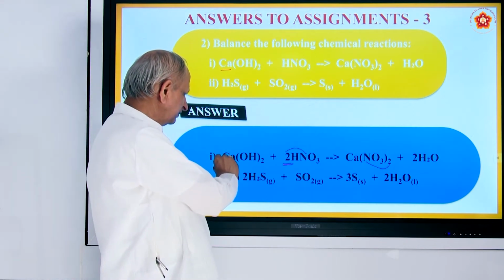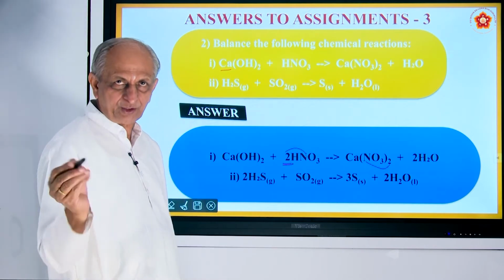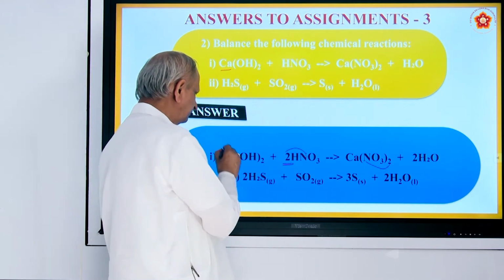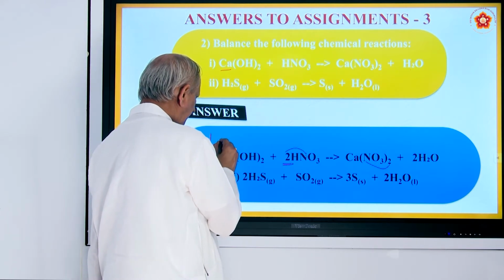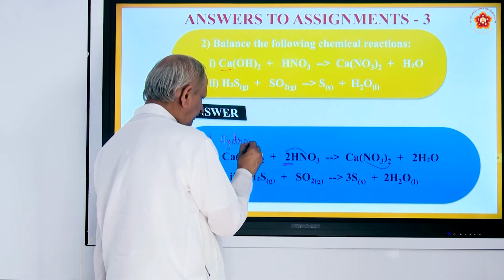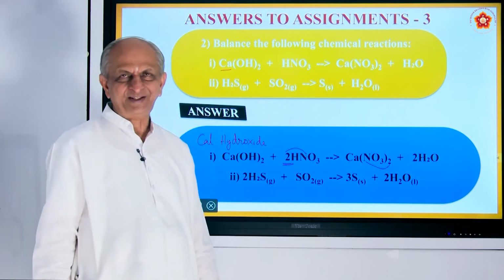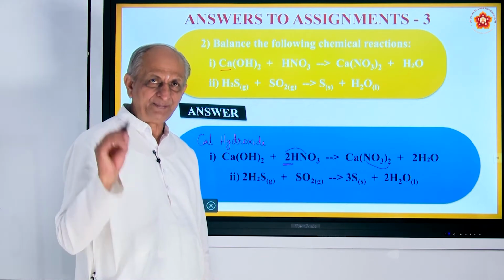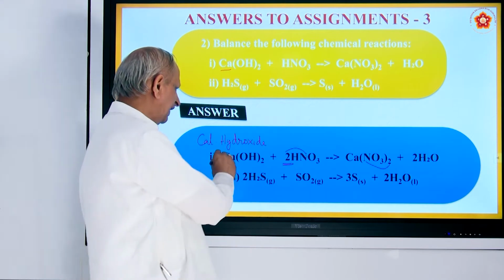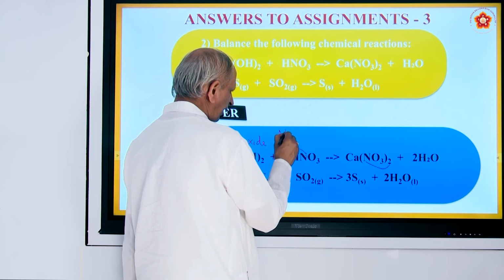And once again, what is Ca(OH)2? It is calcium hydroxide. You may note down. What is HNO3? Nitric acid. So, this is calcium hydroxide. That OH group represents hydroxide. Is it acid or a base? It is a base. And when it is added to water, it becomes alkali. So, calcium hydroxide. What is HNO3? Nitric acid. It belongs to the acid group.